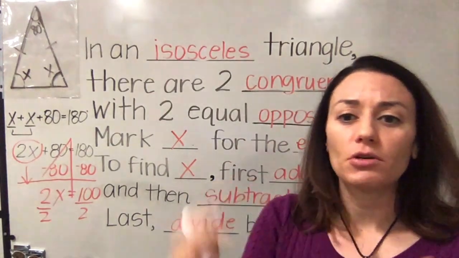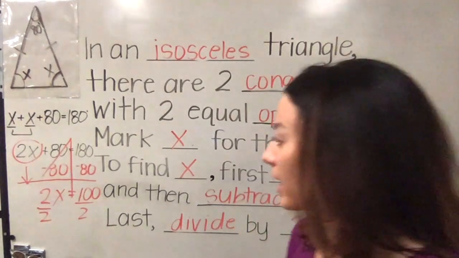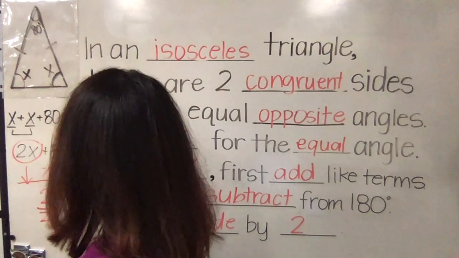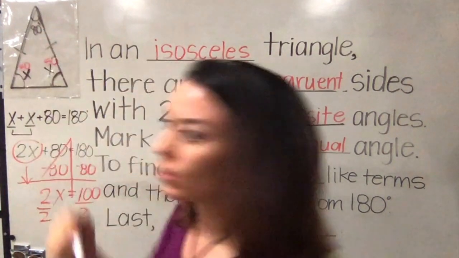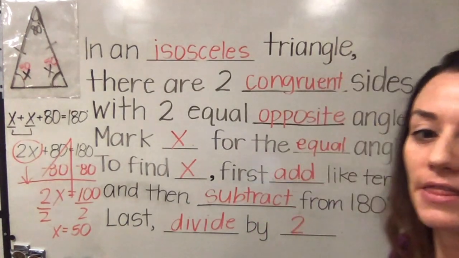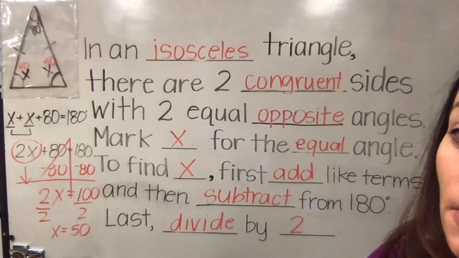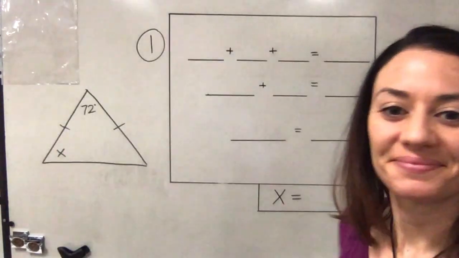When we divide by 2, I'm asking you, what is half of 100? Half of 100 is what? X is 50. So we have, this is 50 degrees, and this is 50 degrees, and when you add them together with 80, they make 180. 50, 50 plus 80. Go ahead and get that down.